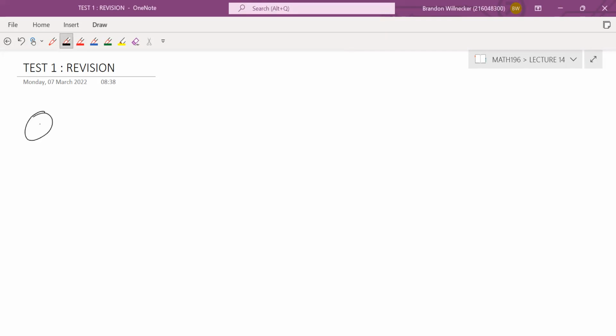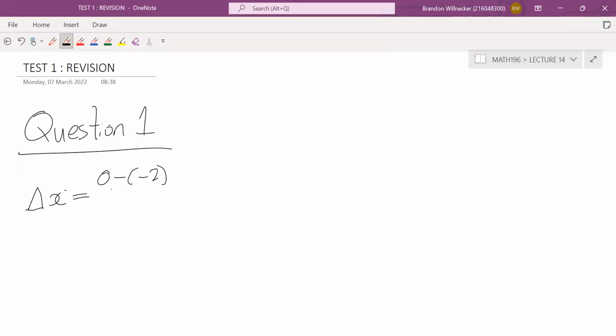Question 1. This was finding the area using the limits of a Riemann sum. We've got a few things to do before the main calculation, and that is finding delta x. That's going to be b minus a over n, so that's 0 minus negative 2 over n, which is 2 over n.